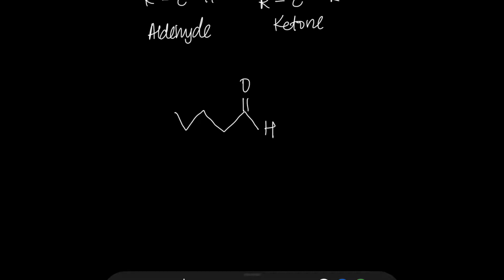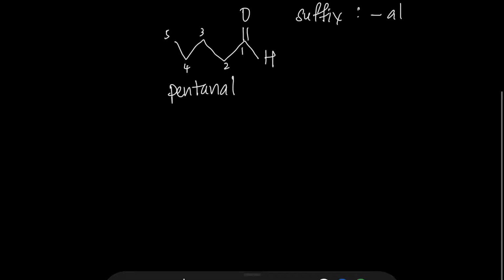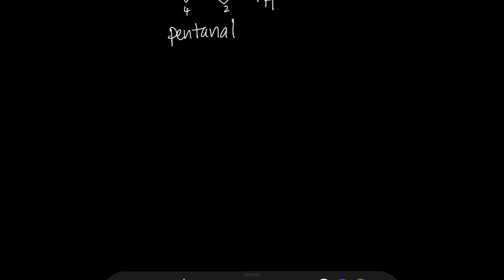So how to name this compound? So this is an aldehyde. The suffix for aldehyde is "al". Okay, it ends with "al". And for this aldehyde, you have 1, 2, 3, 4, 5 carbons. So it is pentanal. Let's look at the next example.